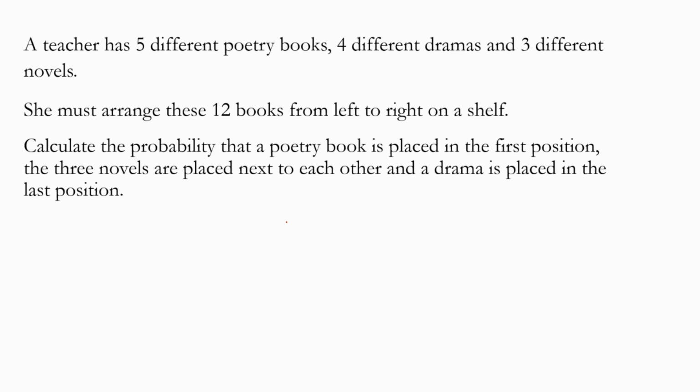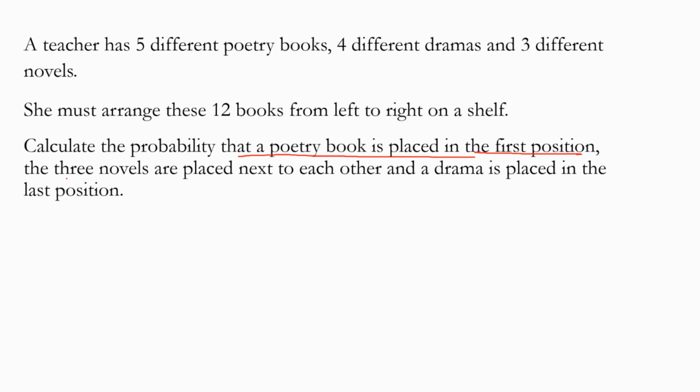A teacher has 5 poetry books, 4 different dramas, and 3 different novels. She must arrange these 12 books from left to right on the shelf. Calculate the probability that a poetry book is placed in the first position. So it means this one is fixed. We must have a poetry book in the first position.